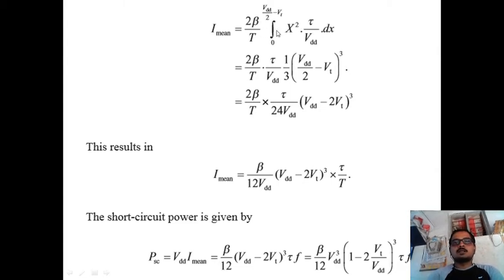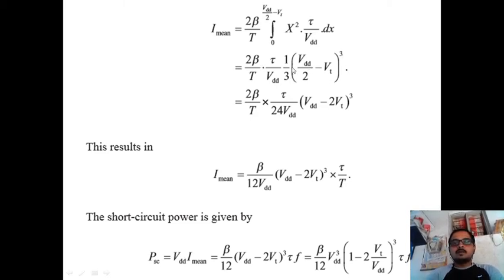Then we get this equation. The integral of x square is x cube by 3. Then we will get x cube by 3 here. In place of x, substitute the limit VDD by 2 minus VT. Then VDD by 2 minus VT whole cube by 3. That is 1 by 3 here.